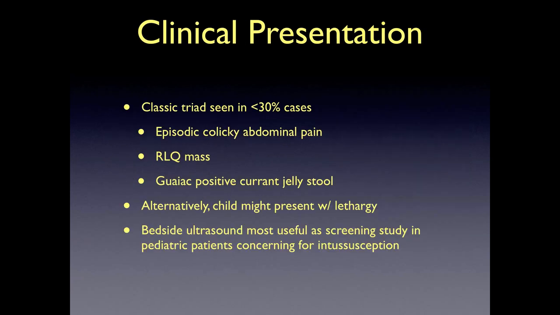The classic triad we learned about pediatric intussusception, namely episodic colicky abdominal pain, right lower quadrant mass, and guaiac-positive currant jelly stool, is actually present in less than 30% of proven cases of pediatric intussusception. More commonly, children with intussusception present with nonspecific symptoms such as abdominal pain, vomiting, and irritability. Alternatively, they might present with lethargy. Therefore, bedside ultrasound can be a very useful screening tool in pediatric patients suspicious for intussusception.